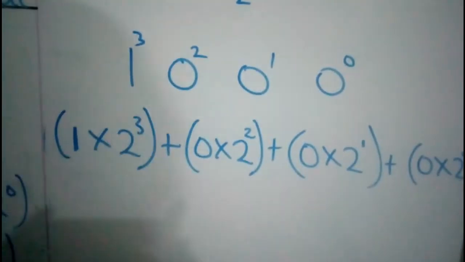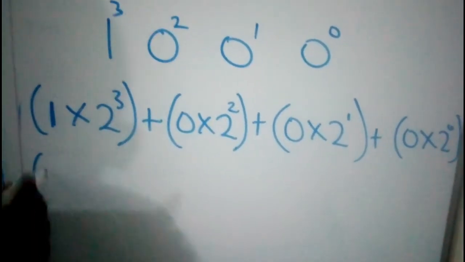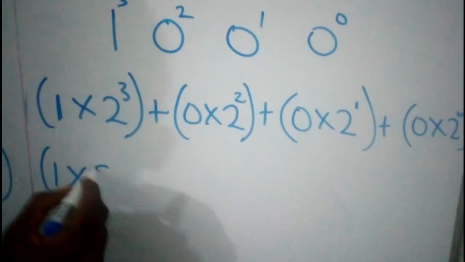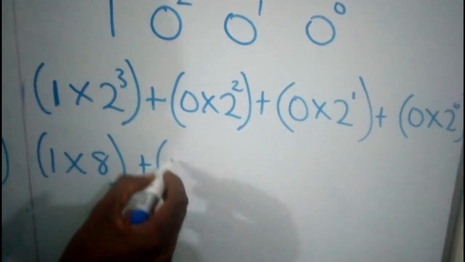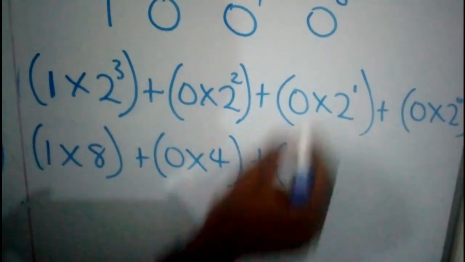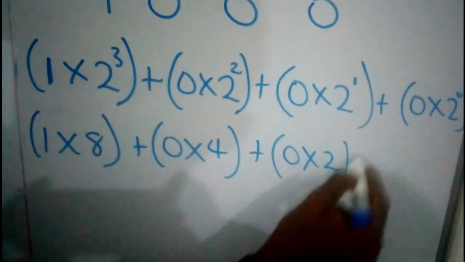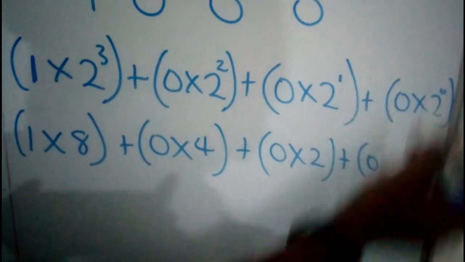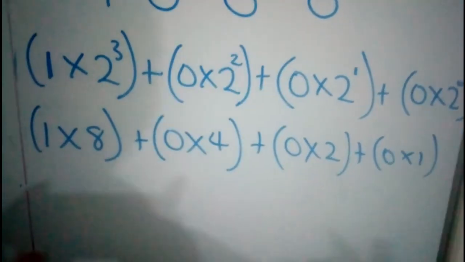Okay? So let's solve the powers. 1 times what is 2 raised to the power 3? That's 8. Plus 0 times what? 2 raised to the power 2 is 4. Plus what? 0 times 2 raised to the power 1 is still 2. Plus what? 0 times 2 raised to the power 0, which is what? 1. Okay?